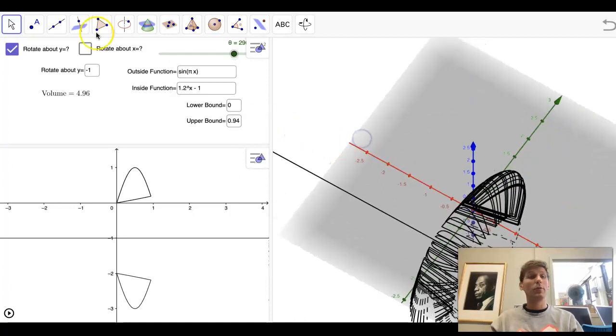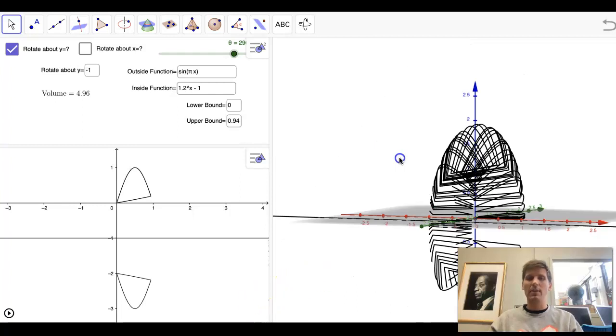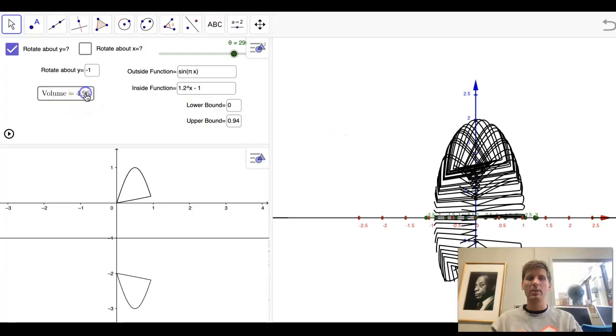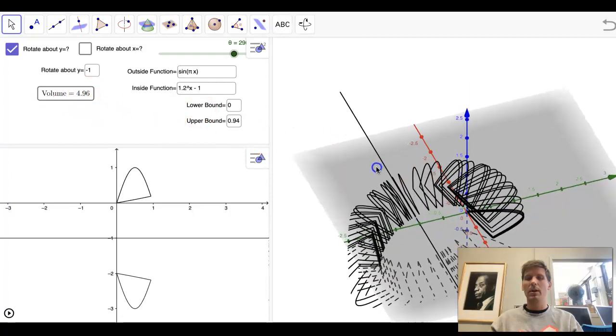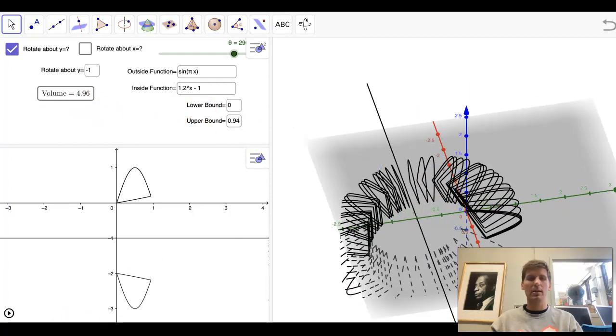Hope this is helpful for some of you, and I'll post this right now so folks can see it. That's actually the shape we found that volume of, 4.96, from class today. Have a great one.